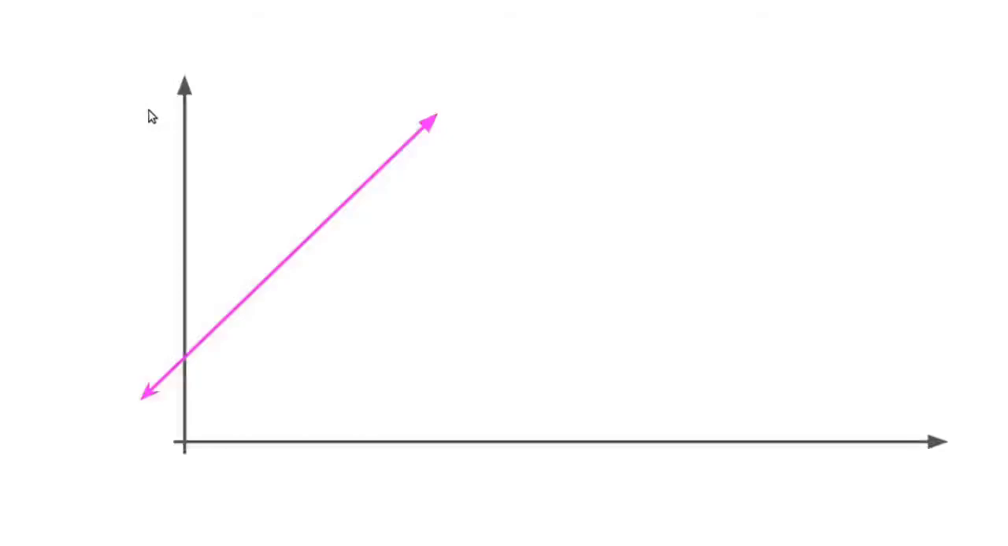Some functions, like this one, have a well-defined slope. Remember that slope is the rise over run. So if we fit a triangle under the function, we can look at this rise, this run, and the slope is the ratio of those. But not every function is so easy to work with.